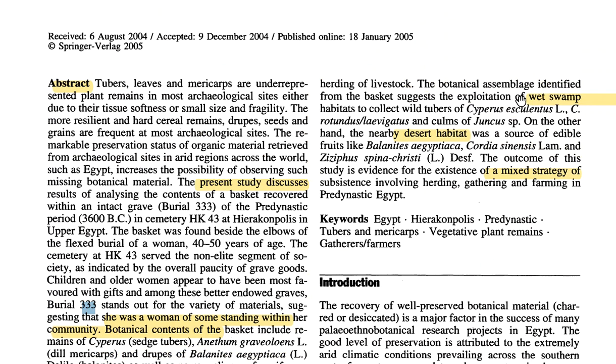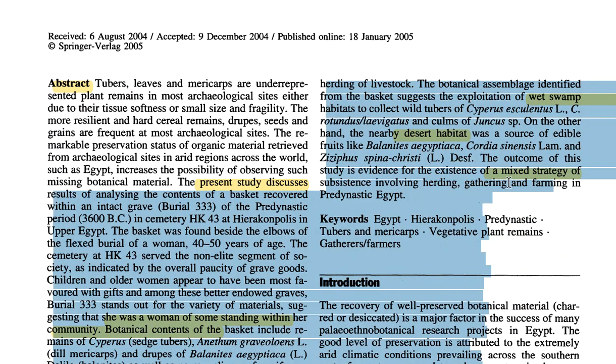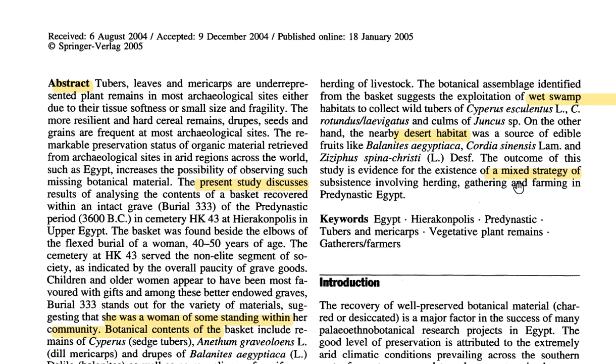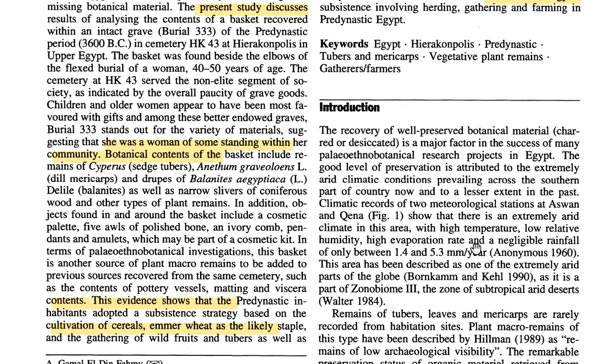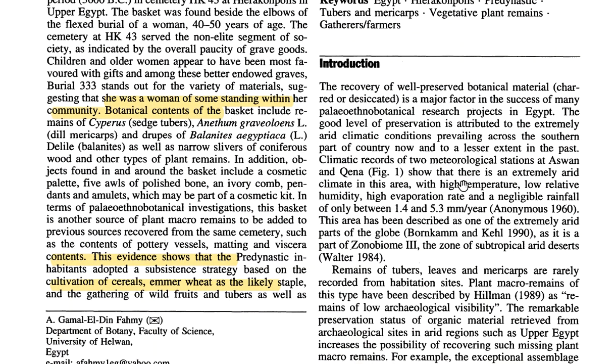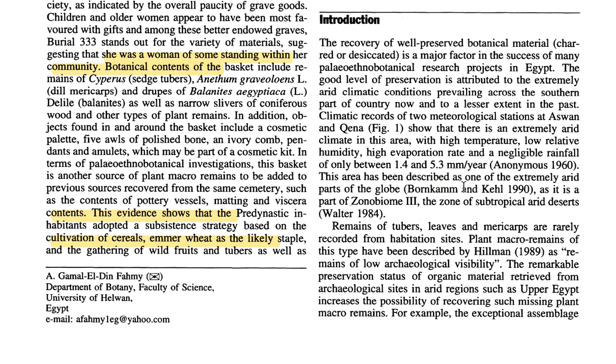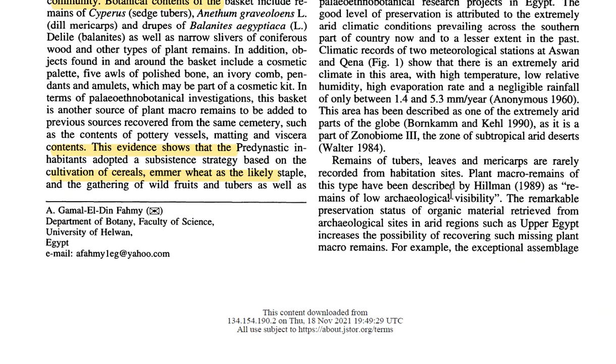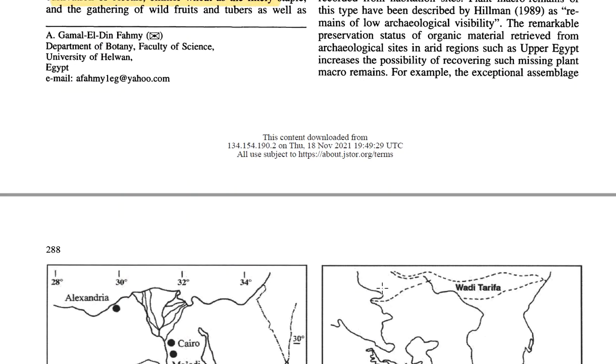Based on what they found, people are looking for food in wet swamp areas, as well as nearby desert habitats. So what it's telling you is that people are herding, they're gathering wild food, and then they're farming in pre-dynastic Egypt. And then if you look at the introduction, that just brings up all the information that you need to understand the article. It's talking about climate in ancient Egypt. It's talking about how the type of materials they're discussing, tubers, leaves, and mericarps, are rarely found in these sites. That's why this article is important.